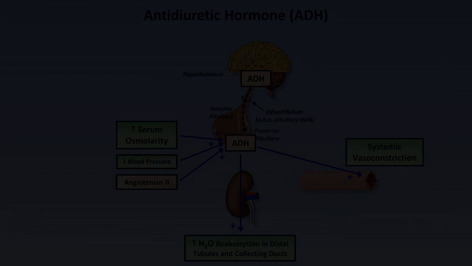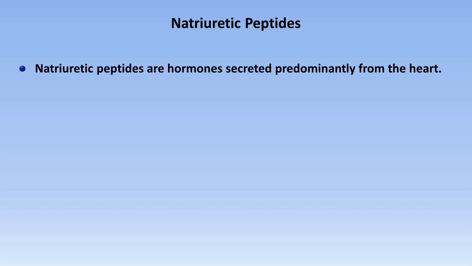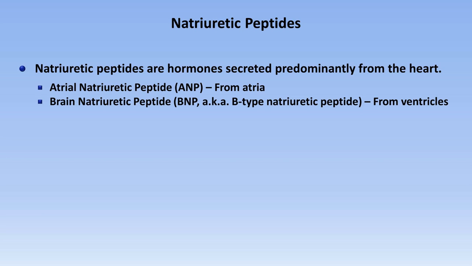The final hormones to discuss individually in detail are the natriuretic peptides. These hormones are secreted predominantly from the heart and have two dominant types. Atrial natriuretic peptide, or ANP, predominantly comes from the atria, which seems obvious from the name. However, confusingly, the second type is usually called brain natriuretic peptide, or BNP, which comes from the ventricles.